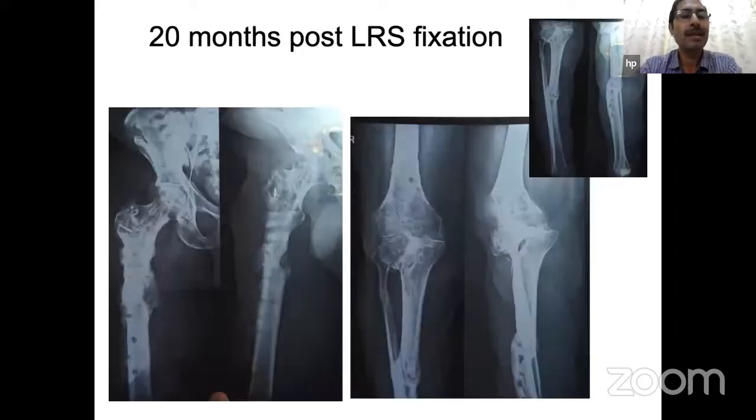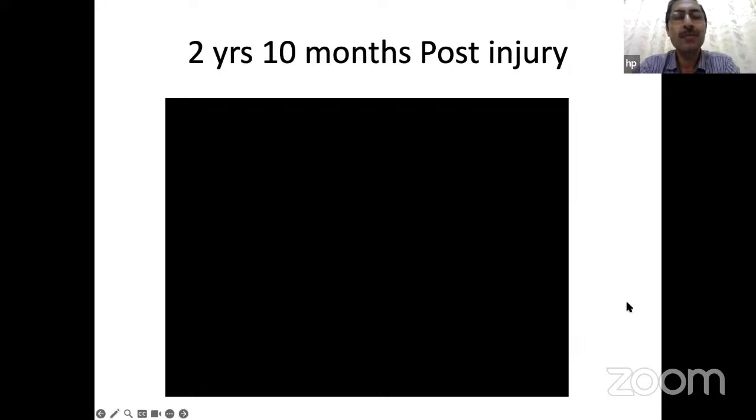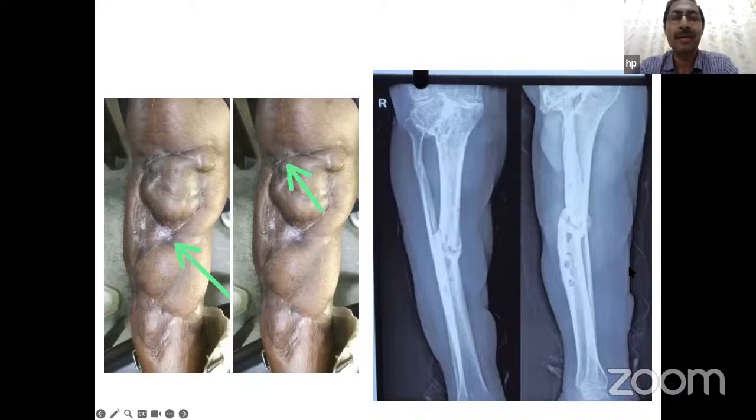And 20 months post LRS, we can see that the patient had a good united femur with stiffness of the hip and knee. By this time, the tibia has also united well. In this next slide, 2 years 10 months post injury, the patient is able to stand and bear weight. The videos are not working. And this is the latest photograph of his leg, where he has reported that discharging sinuses are present over his leg, over the tibial fracture area.